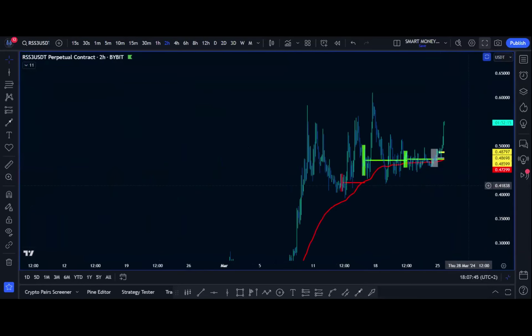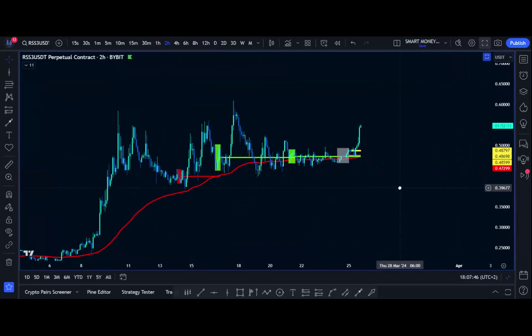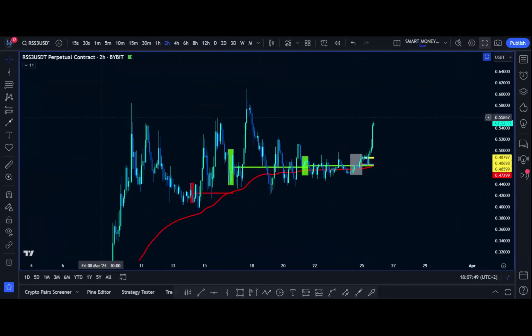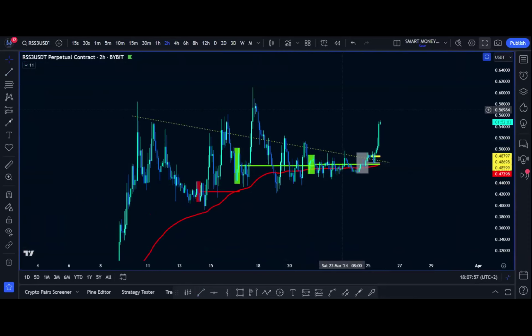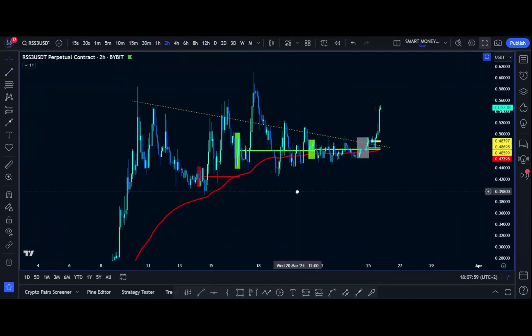I'll show you another way to do this. If you go into a higher time frame, like over here, you can see there's a few different ways to look at this. We've got a trend line that can be drawn over here. And I like to look at trend lines as well. You have to include price action quite a lot.